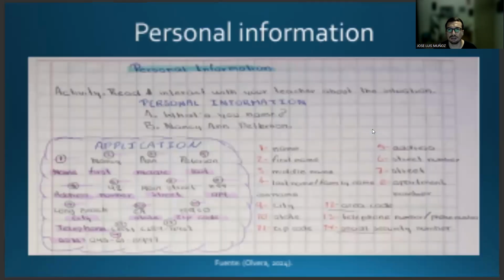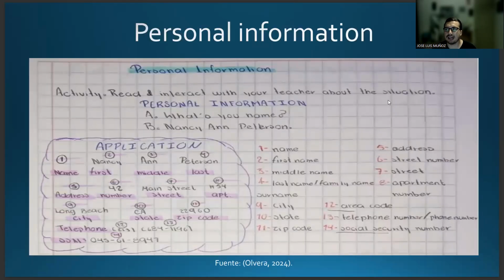Here we have another one. Then we have this activity of personal information. We have, for example, what's your name? Here in the example, we have Nancy Peterson. The first name is Nancy. The middle name of this person is N, and the last name is Peterson. The address: we have the number 442, the street, Main Street.